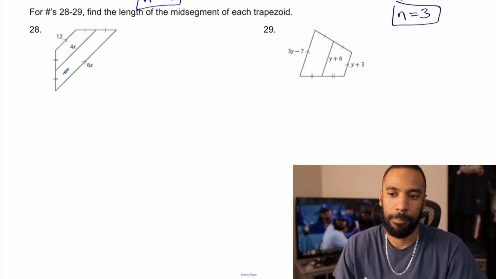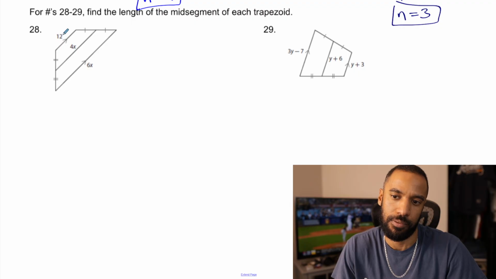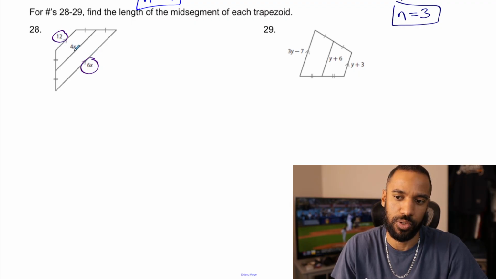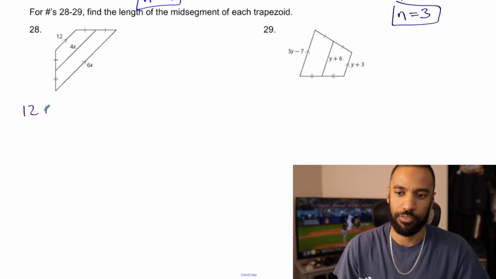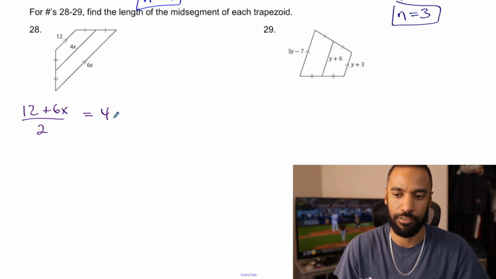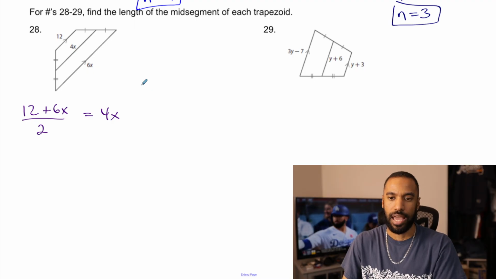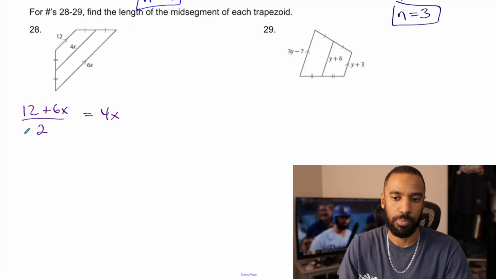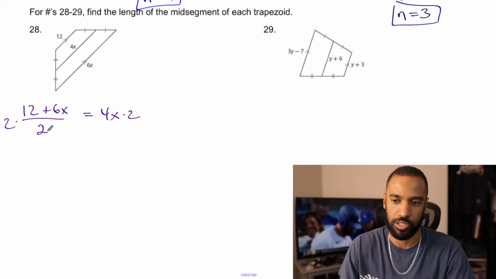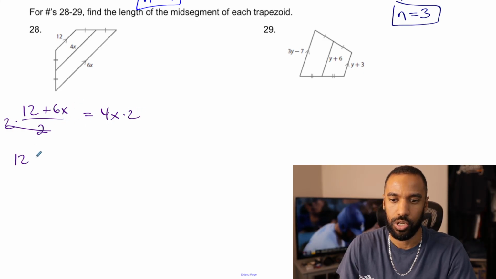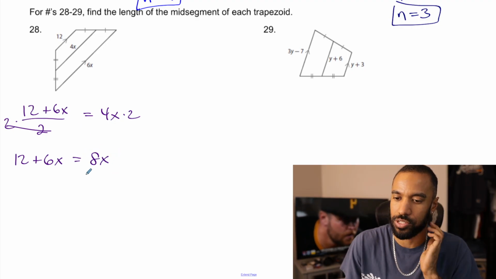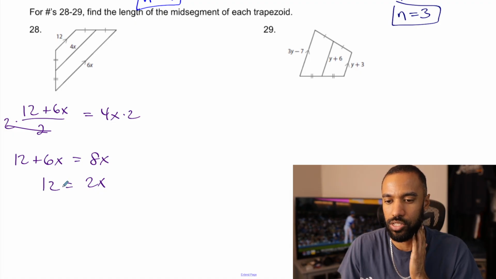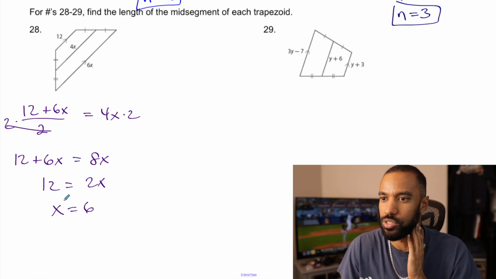All right, this is a trapezoid, and there's a mid-segment idea in trapezoid as well that says if you average these two lengths, it equals this one. So if I average 12 and 6x, add them and divide them by 2, I get 4x. Now I can't combine these, so I should probably just double both, so multiply by 2, multiply by 2. It's probably the way I should write most of them anyway. So 12 plus 6x, although I could have divided these by 2, equals 8x. Subtract 6x, you get 2x equals 12. Divide by 2, you get x equals 6.